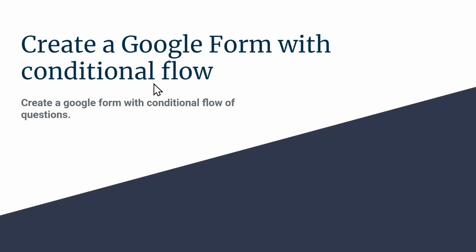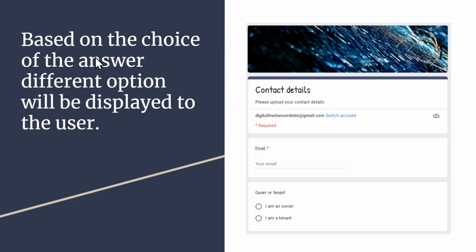Usually when you see a Google form, it is very simple and it goes to the next question, then there is a submit button. But sometimes we have a requirement that we want to show some questions based on the response. And we're going to see how to create a Google form with a conditional flow of questions. Based on the choice of the answer, different options will be displayed to the user.